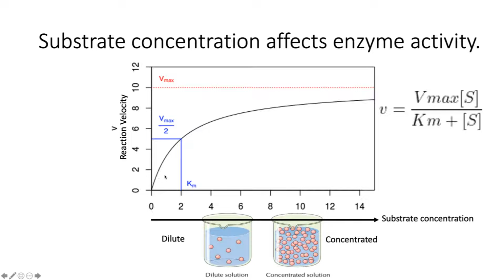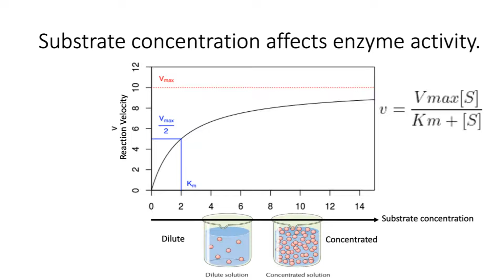Now let's just look at the very bottom left corner here. At these concentrations, the substrate is very rare in the beaker, and so the reaction happens very, very slowly. Very few molecules are actually converted. If you go over to the top right, to the right side of the graph, then the substrate is very concentrated, and molecules are bumping into the enzyme all the time, and the enzyme spends very little time looking for a substrate, and so the reaction rate is very quick.